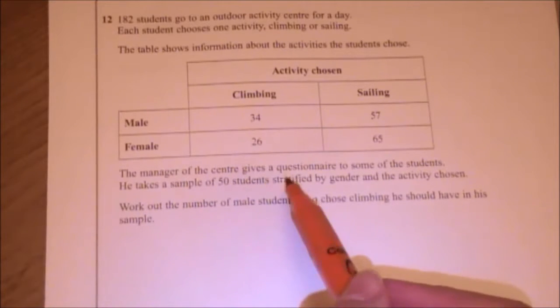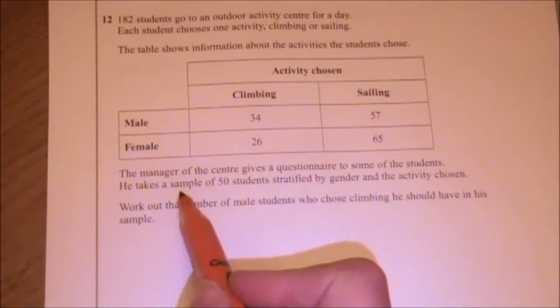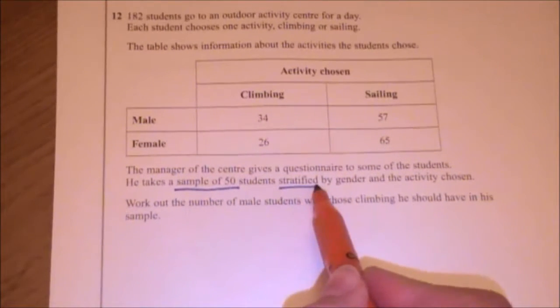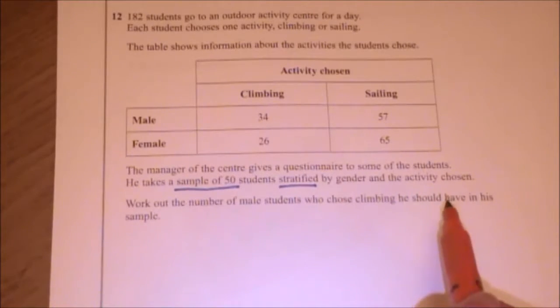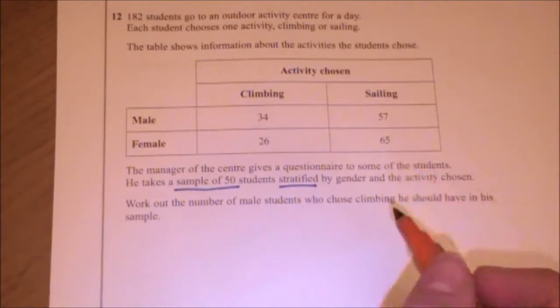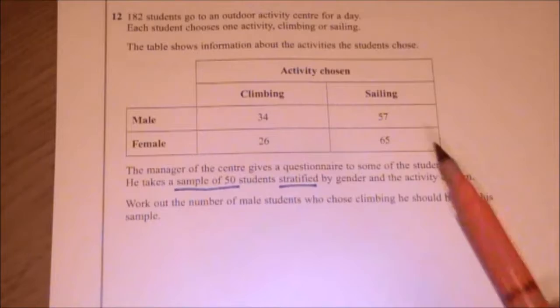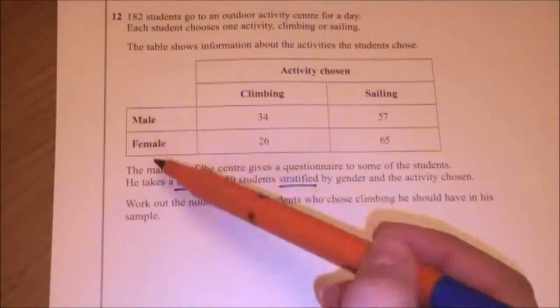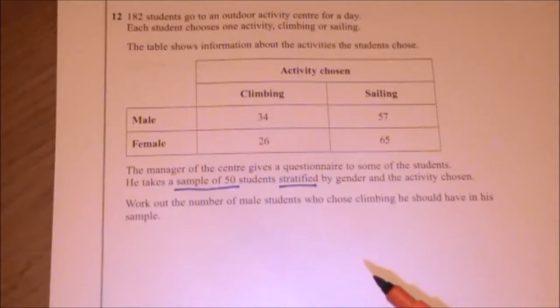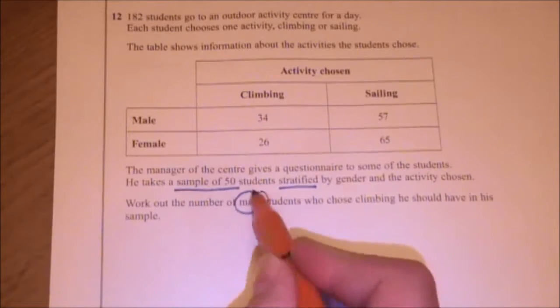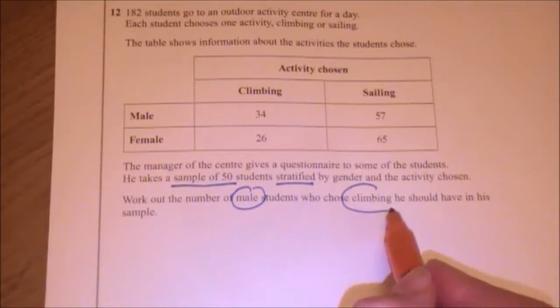So the manager of the centre gives a questionnaire to some of the students. He takes a sample of 50 students, stratified by gender and by the activity chosen. Now, stratified means that you take a sample and you give special regard to what the variables are, in this case male or female, and climbing or sailing. So you need to look at very specific groups for a stratified sample to make sure everything's representative. So we need to work out the number of male students who chose climbing.